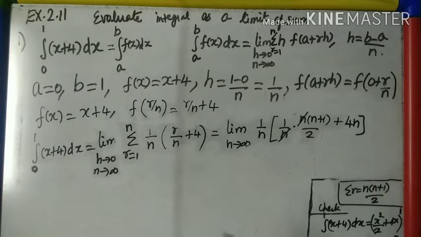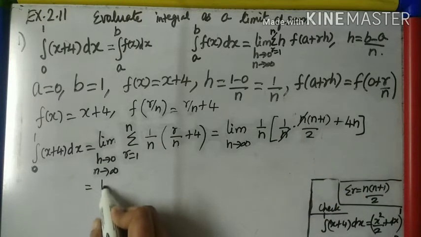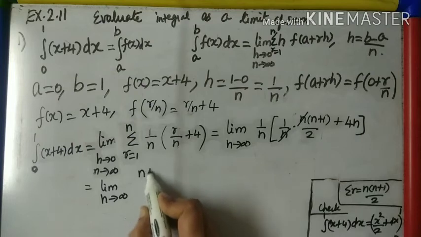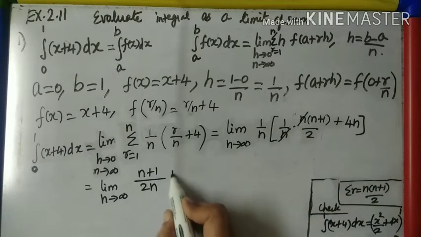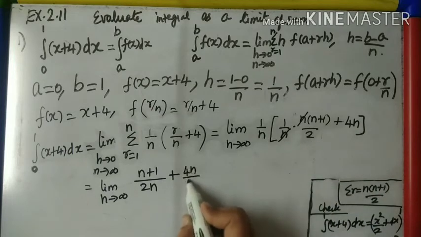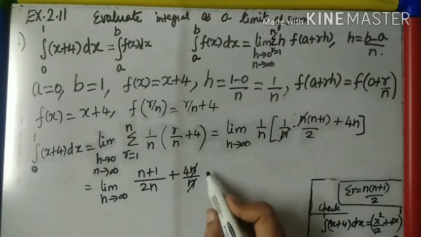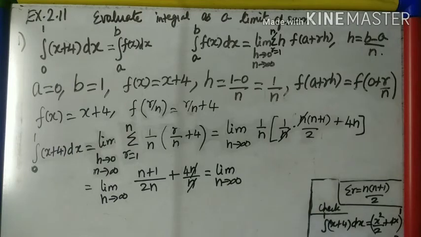Now we'll simplify the answer taking this n inside. This is limit n tends to infinity. Take this n inside means (n plus 1) divided by 2n plus 4n by n. And we know n I can cancel. So I am left with limit n tends to infinity.